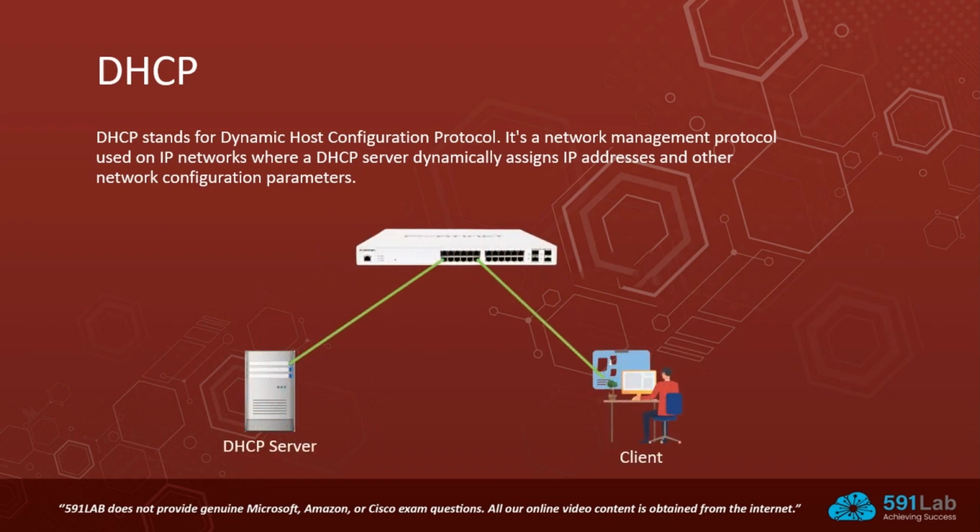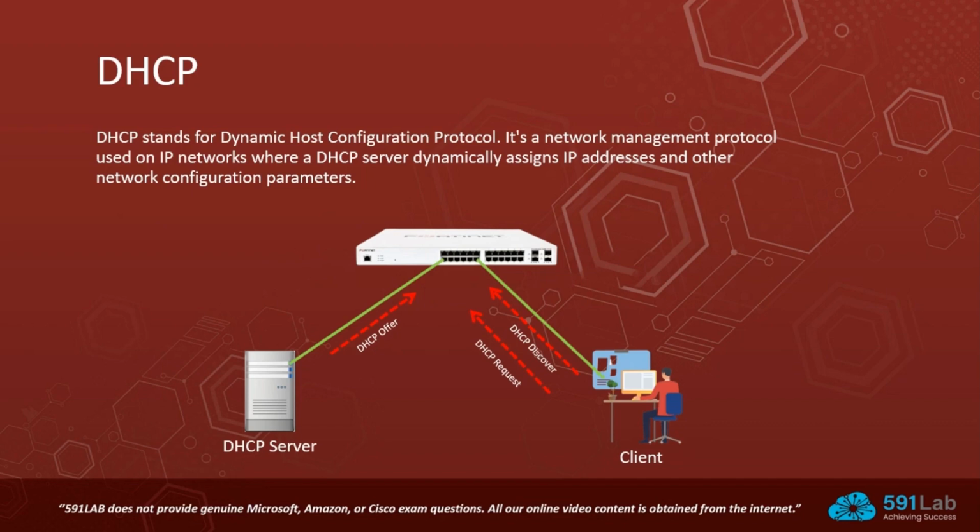A DHCP client goes through a process which consists of 4 steps. Step 1. DHCP Discover. A DHCP client sends a broadcast packet to discover DHCP servers on the LAN segment. Step 2. DHCP Offer. The DHCP servers receive the DHCP Discover packet and respond with DHCP Offer packets, offering IP addressing information. Step 3. DHCP Request.